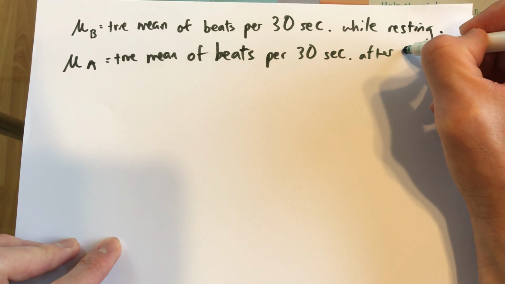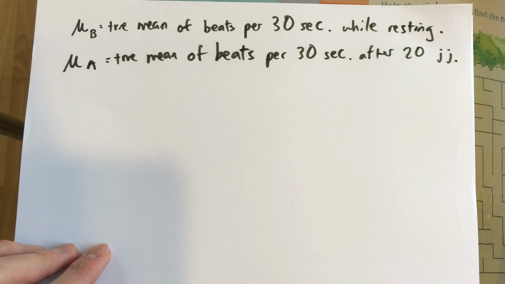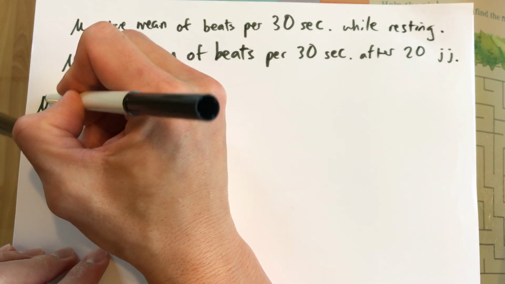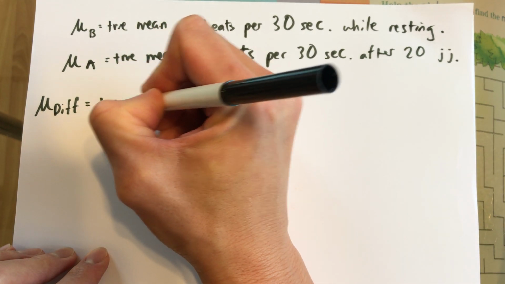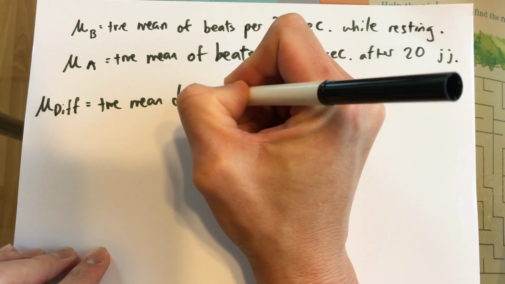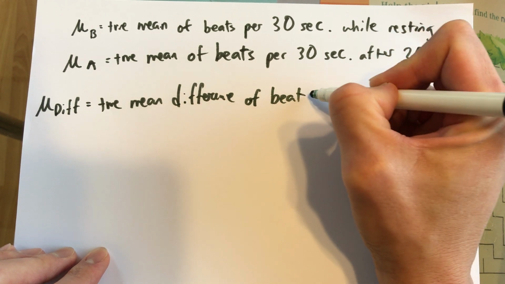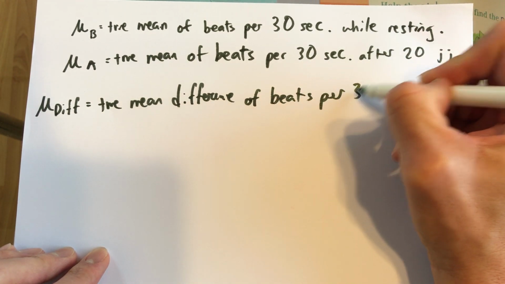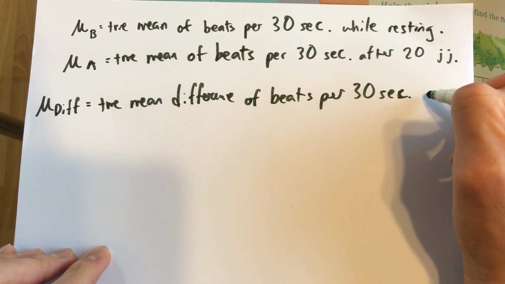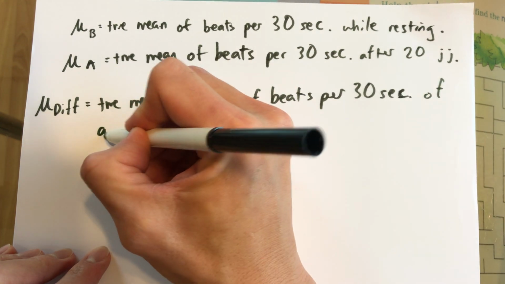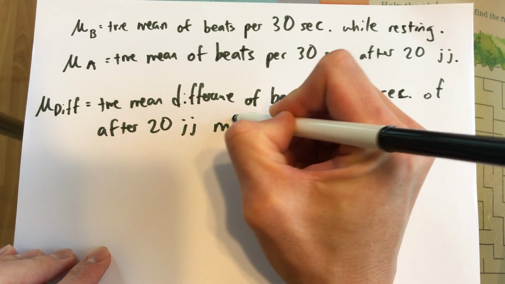After 20, can I just write JJ? After 20 jumping jacks. Okay, so now your difference, mu difference, is the true mean difference of heartbeats or pulse rates, beats per 30 seconds of after 20 jumping jacks minus resting.